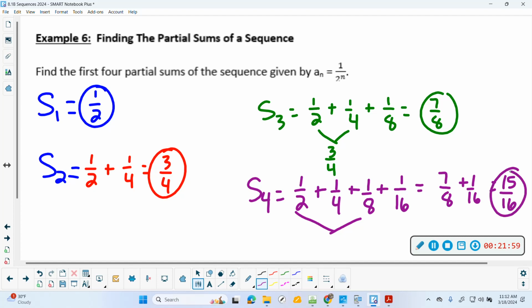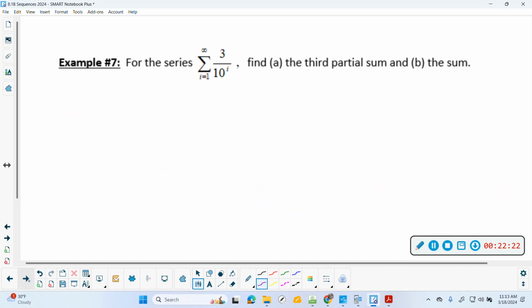And again, I don't care if you just add the 4 fractions, add the 3 fractions, whatever, but try to work smart and use some of the other previous sums to help your cause, okay? So that is no different, like for this one, if I gave it to you like this. What's the variable, n? That's an n. This is the same thing, it's just a different notation, okay? All right, for the series, find the third partial sum and the sum. Okay, third partial sum.